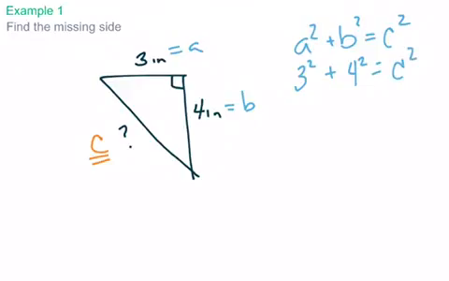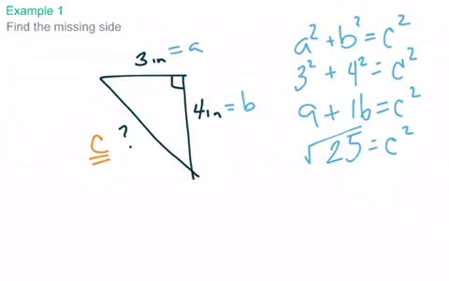Evaluate the two squares. We have 9 plus 16 equals C squared. 9 plus 16 is 25. And remember how to solve a square. The opposite of square is the square root. But because we're taking the square root of both sides, you have to remember the plus minus in front. So therefore, the value is going to be plus or minus the square root of 25, which is 5.